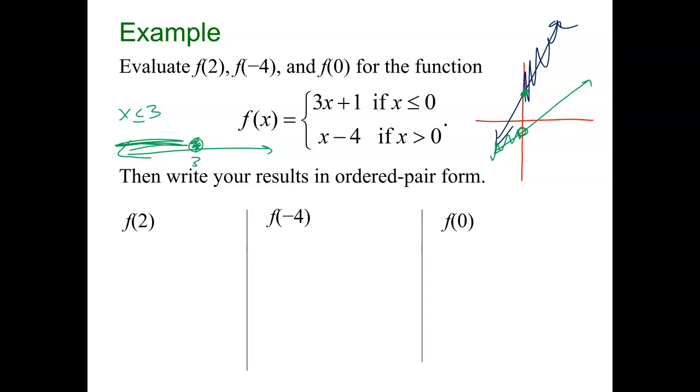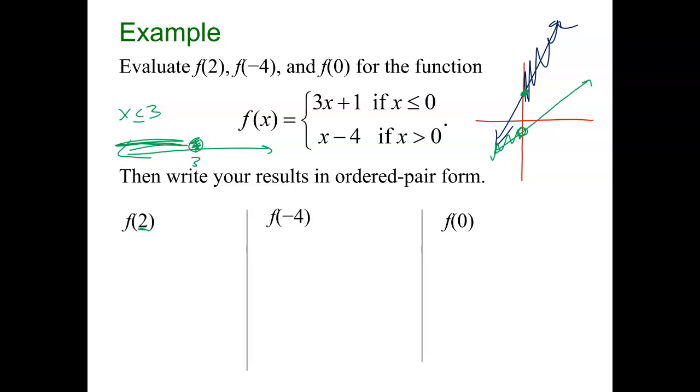We'll do the graph and write our results. We want to evaluate each of these functions, and we want to write a result as an ordered pair. So f of 2. What does that mean when I have f of 2? What does that 2 represent? The x value. So if x is 2, it wants to know what my function evaluates to, or what the y value is. Now I have f of 2, but I have 2 different rules.